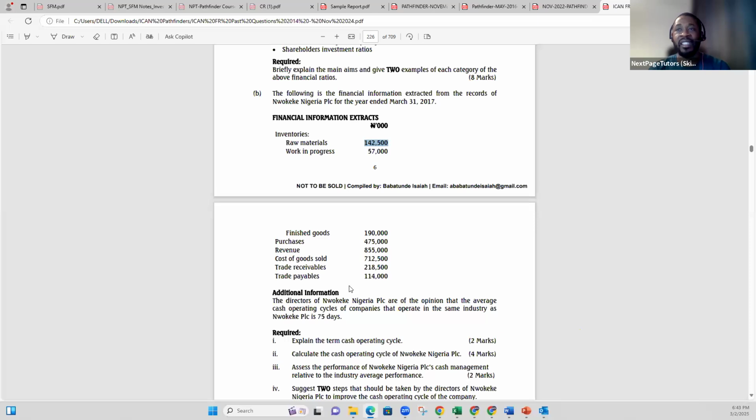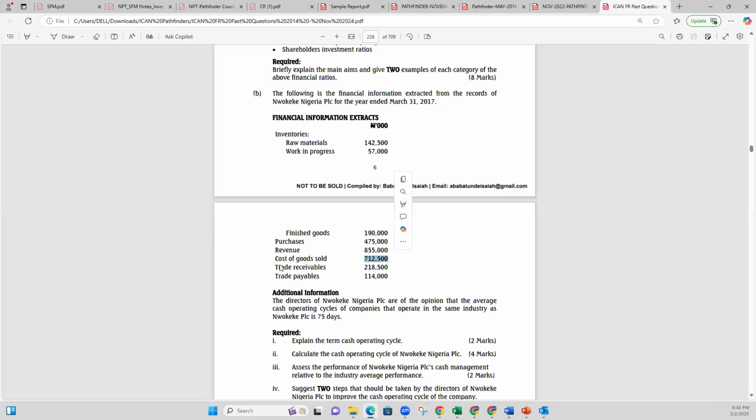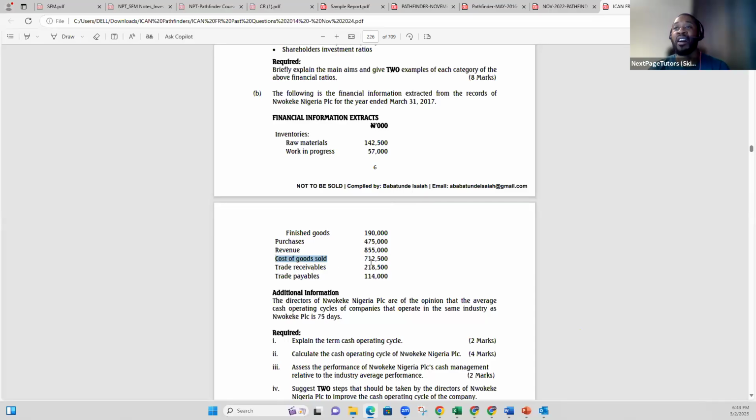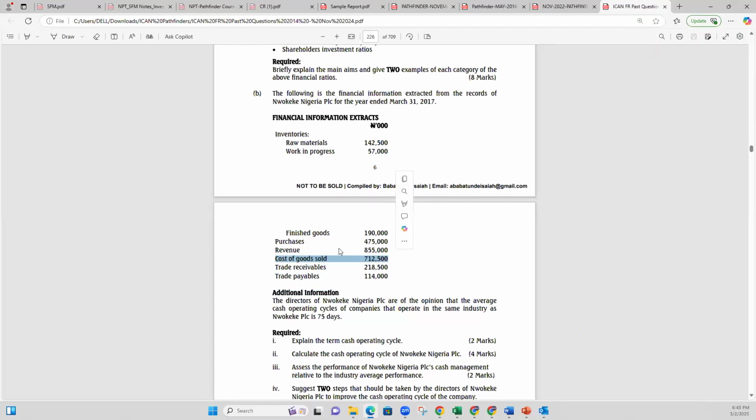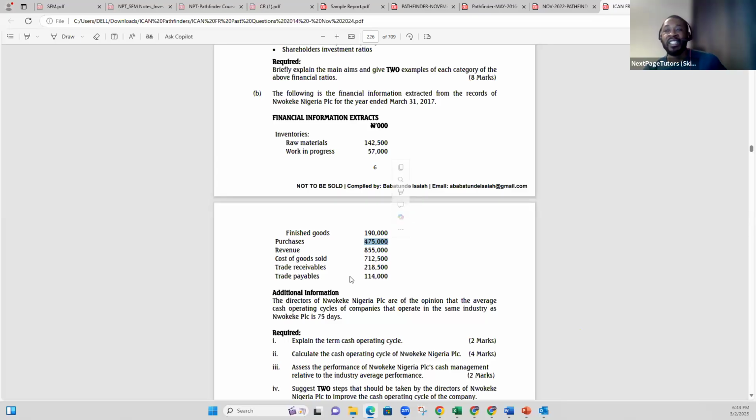To get the raw material inventory days, cost of goods sold. Because you can choose to work with cost of goods sold, but that will not be appropriate because cost of goods sold relates to your overall inventory. So it is more appropriate to work with purchases. Please take note of that. So those are some of the flexibilities you need to add to your calculation.